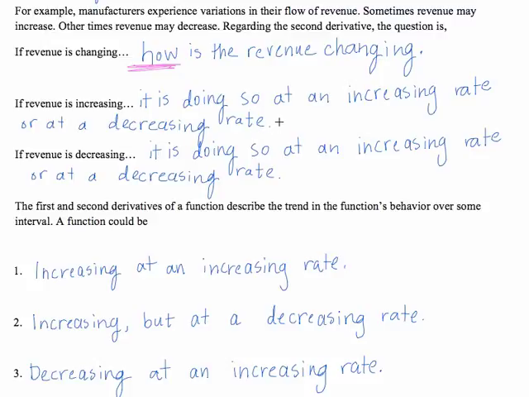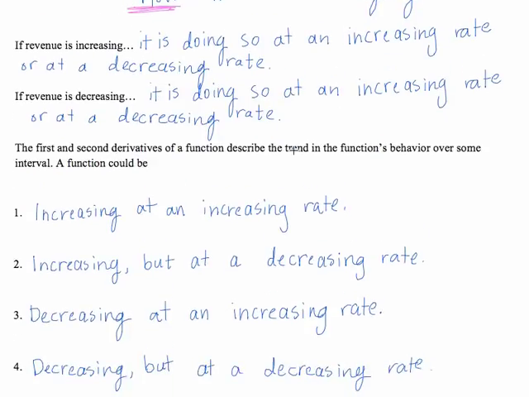Or your revenue could be decreasing. If your revenue is decreasing at an increasing rate, that's really bad because your revenue is dropping off faster and faster and faster. Or if your revenue is decreasing but at a decreasing rate, that means it's slowing down but by less and less each day. Okay, so there's 4 possibilities here.